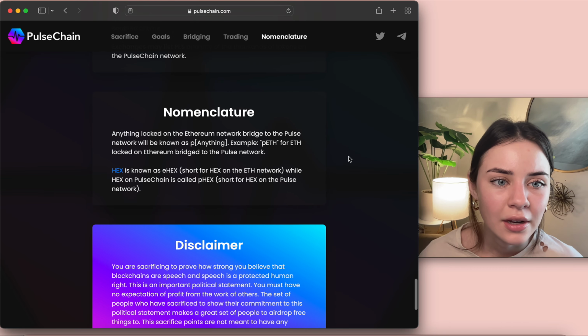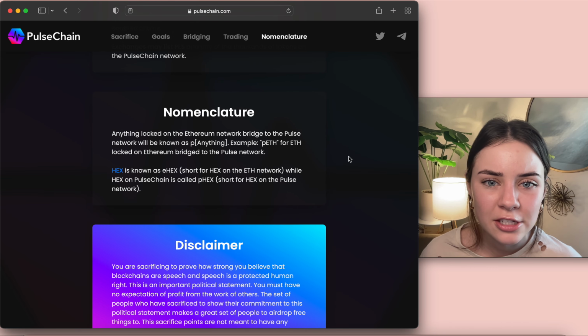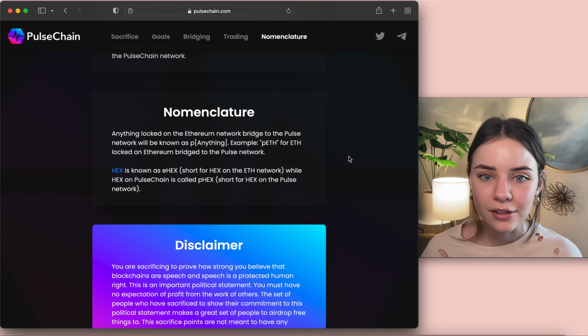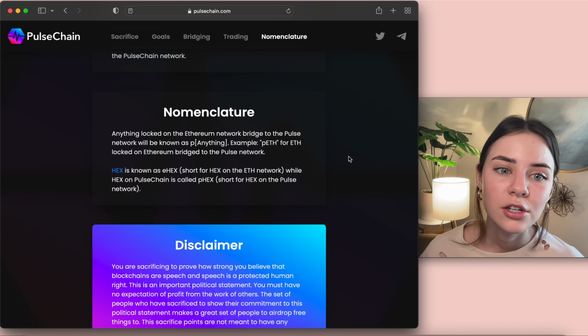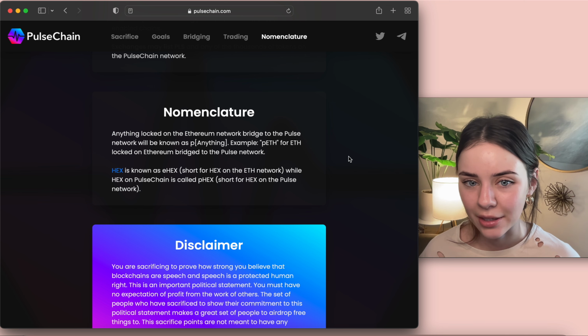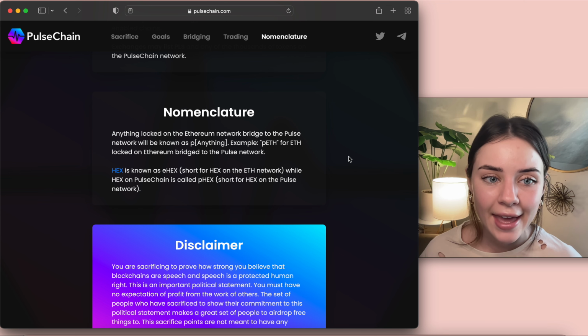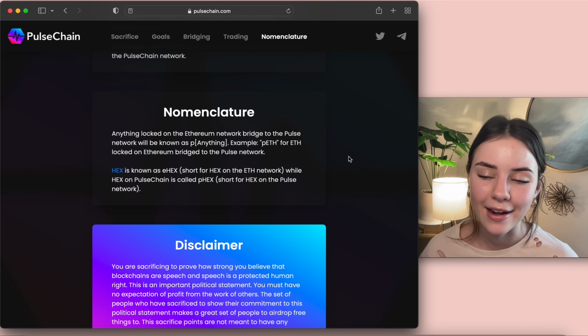Wonderful. And then anything locked on the Ethereum network bridged to the Pulse network will be known as P-anything. So for example, PETH for ETH locked on Ethereum bridged to the Pulse network. And then HEX is known as eHEX, short for HEX on the Ethereum network, while HEX on PulseChain is called PHEX, short for HEX on the Pulse network.